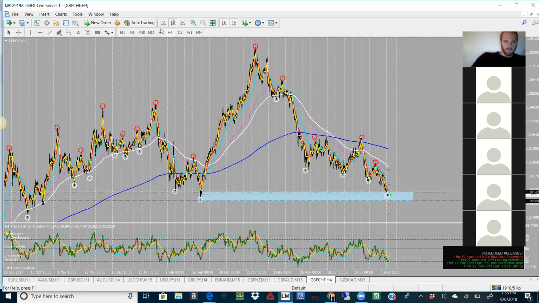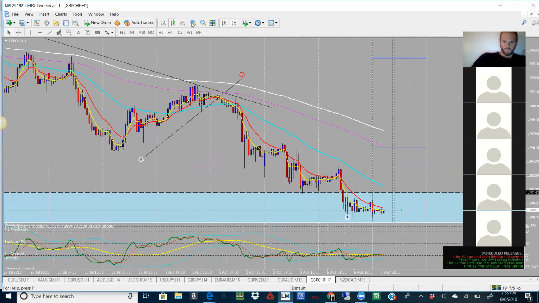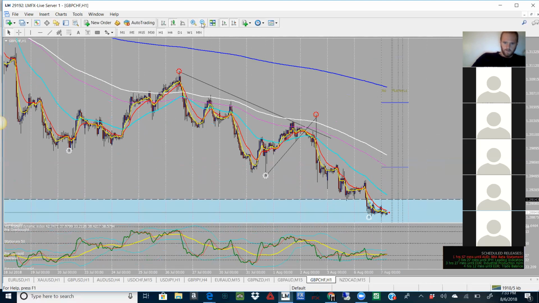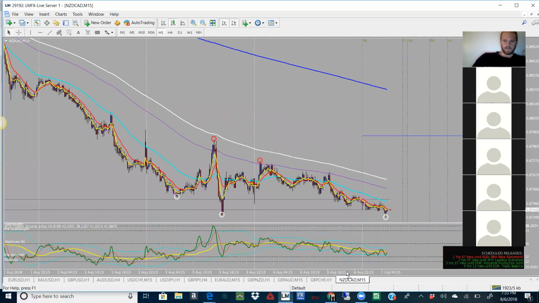So I think, let's go to the 1 hour. Most you'll see, pull back to the water, drop. So looking for a continued drop, guys. Cool. And yeah, NZD CAD, fuck that pair.